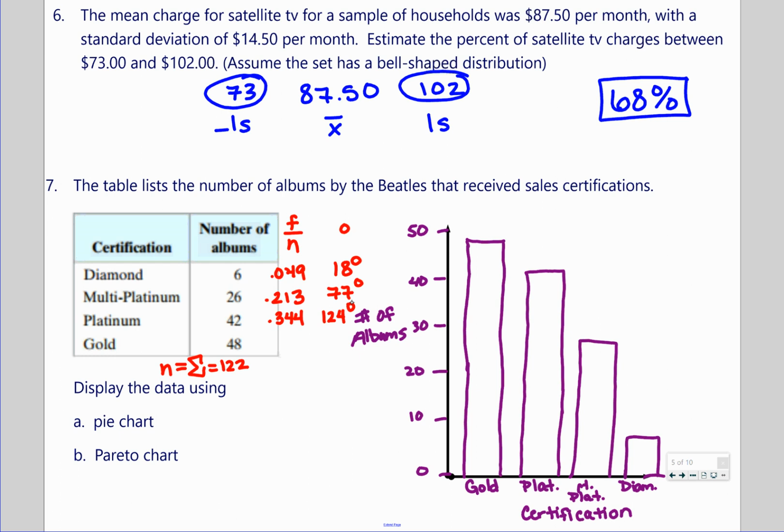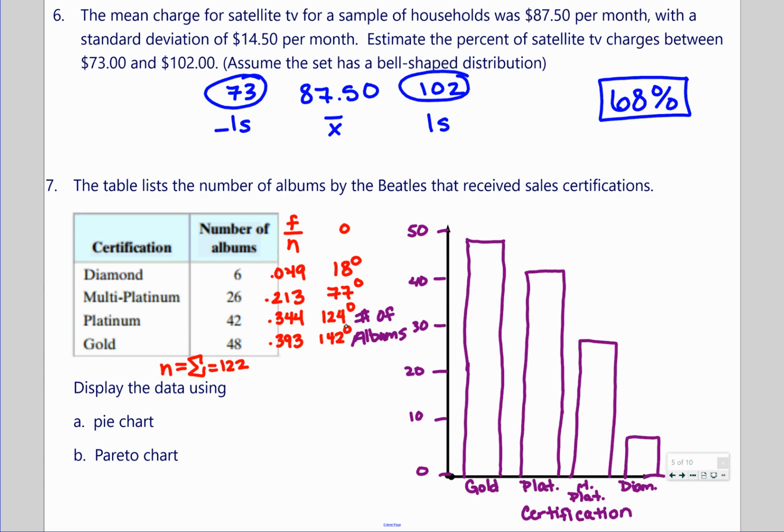And 48 over 122, 0.393, times 360, and it's about 142 degrees. That last column might not sum up to 360. It might be slightly over or slightly under just because we rounded all those degree values to the nearest degree, but it should be pretty close to 360 in that last column.